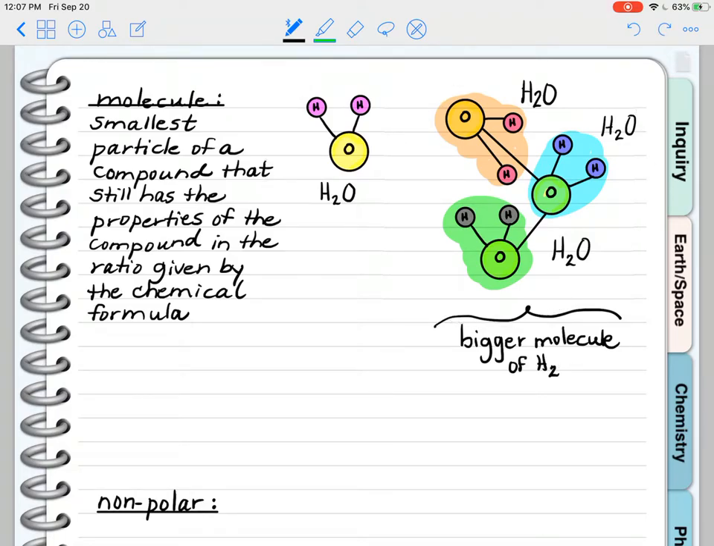A molecule is either one. You can have this small molecule or this large molecule. It's still water. The molecule over here on the left is the smallest that you could break. If you break these bonds, you no longer have water. So we would not want to do that.